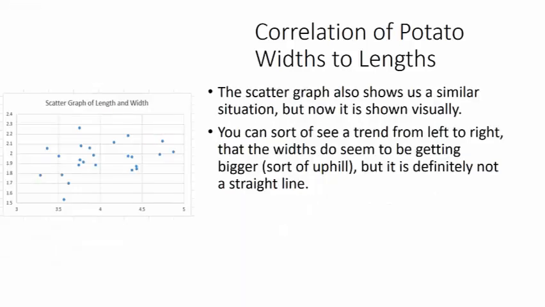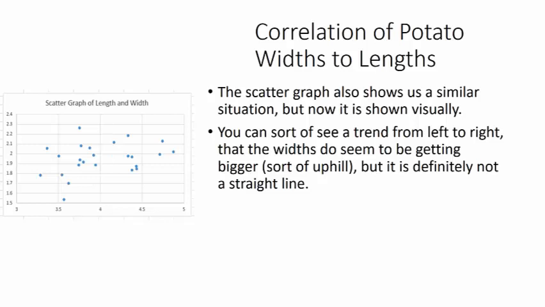The scatter graph of the potato lengths, which are the x-axis or the horizontal axis, and the potato width, which is the y-axis or the vertical axis, also shows there is sort of an uphill trend, but honestly it's not a clear line. It's definitely more of a cloud. And yes, the right-hand side of the cloud is a little bit higher than the left-hand side, but that's not true for every point.